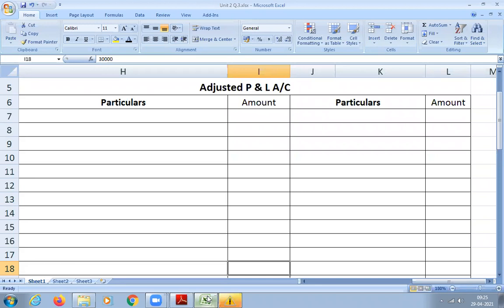Somebody was asking something. Sir, interim dividend and income tax come under appropriation of profits, sir. Yeah, we'll do that. Interim dividend, and then provision for taxation, all that will come. So prepare the table quickly. Once it's ready, tell me, we'll start.